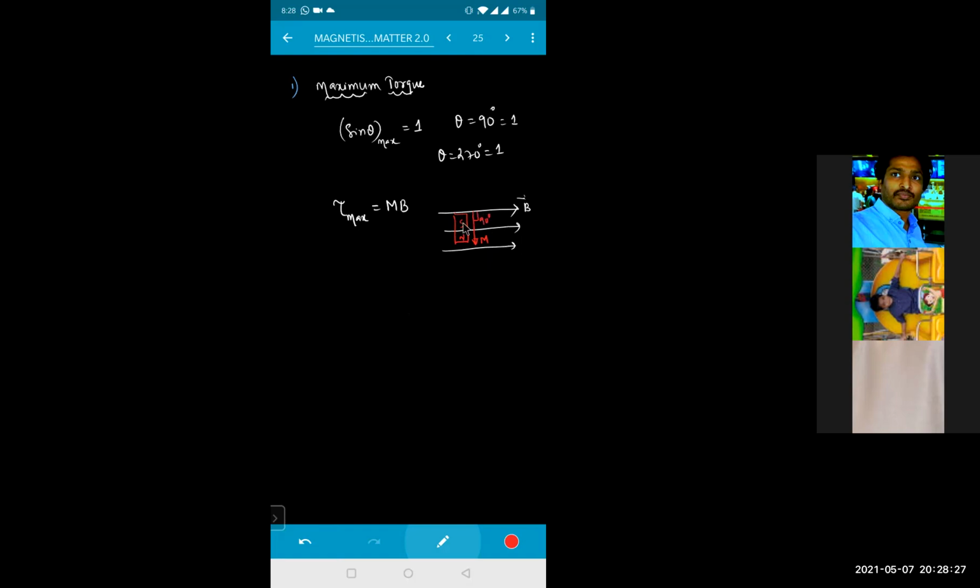Yes, sir. It is 90 degrees. So tau max will become how much? MB. That means you should keep the bar magnet like this, or else you can keep the bar magnet like this also. This is your magnetic field, which is nothing but B bar.